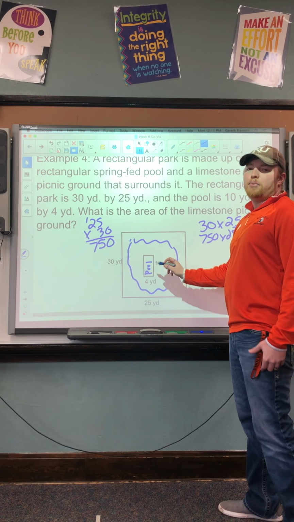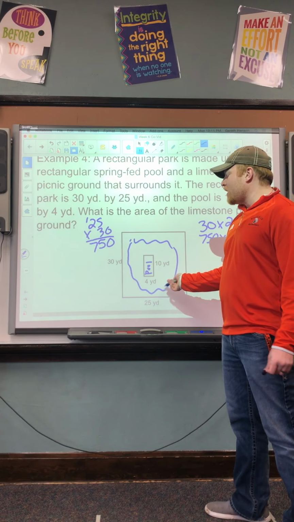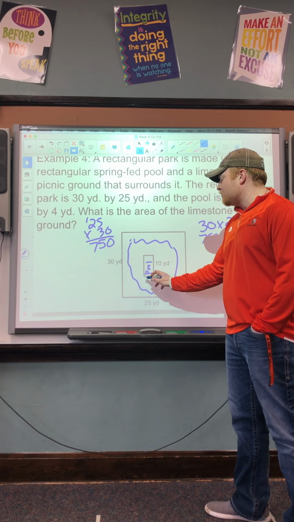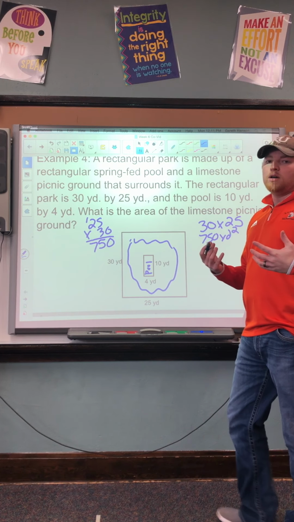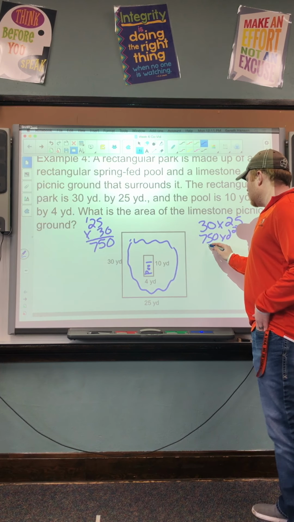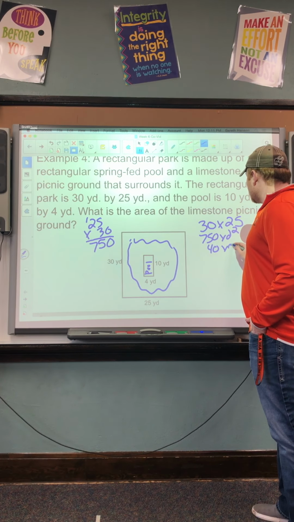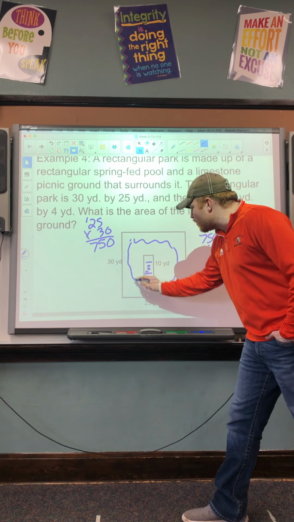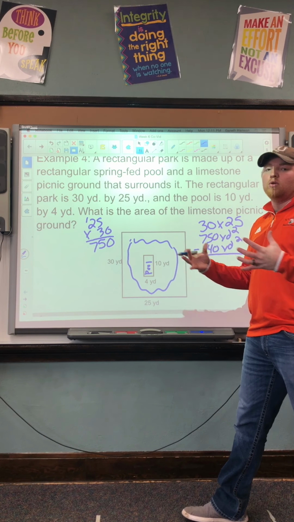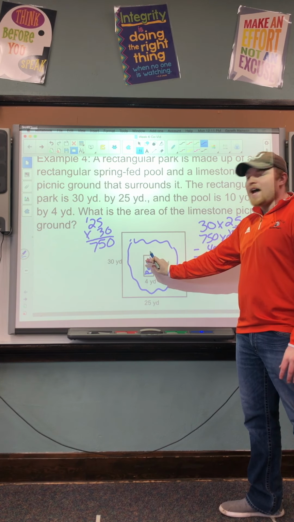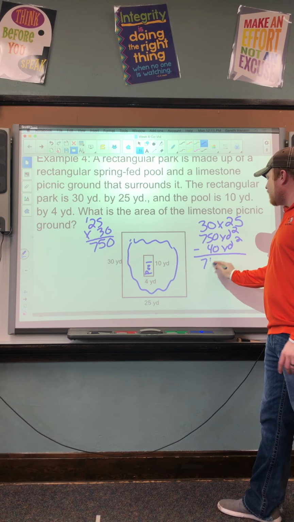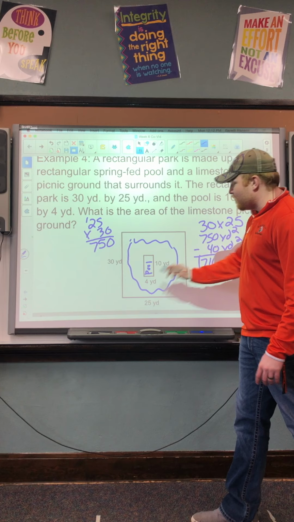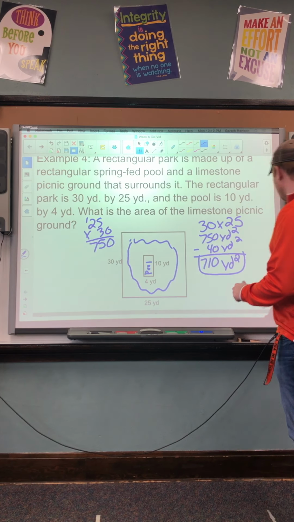Now let's figure out the pool. And that's the same thing, it's a rectangle, so we go length times width, so length is 10 times the width is 4, so 10 times 4 is 40. Okay, so it'd be 40 yards squared. So now we would subtract it because we want to know this portion outside the pool. Okay, so we're taking away that 40 yards and we should get 710 yards squared is the limestone. Everything outside the pool is that much.